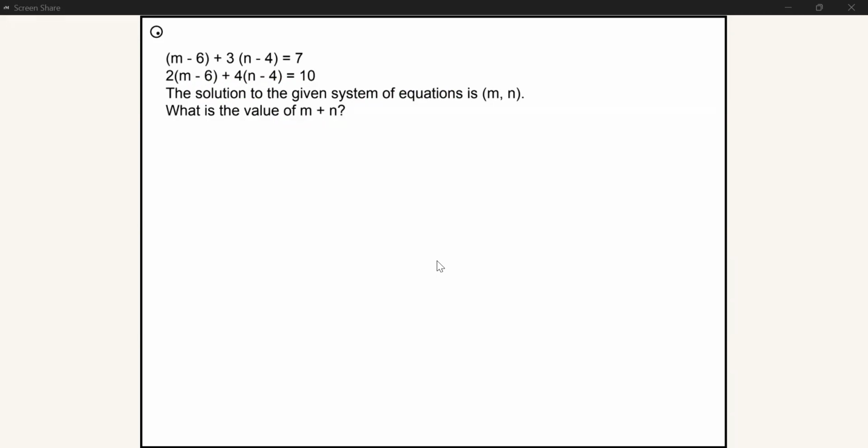we take this whole (m minus 6), (n minus 4). You want to notice how they're the same in both equations. So one instinct is to just do it all out and then solve, which totally works, but you can treat this as one unit since it's the same in both. So I would just double the first equation and then take it away from the second equation.